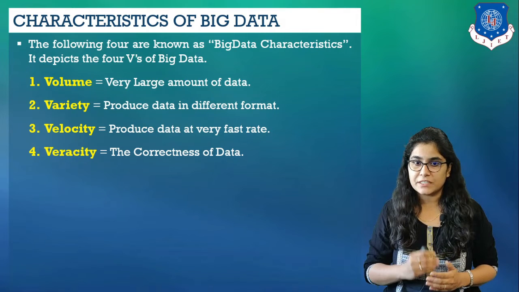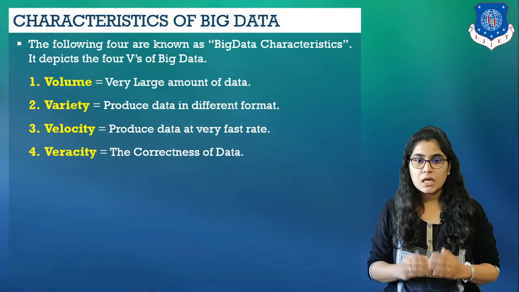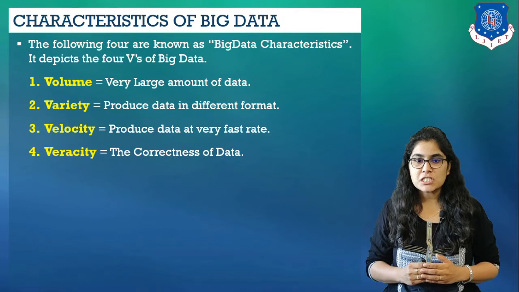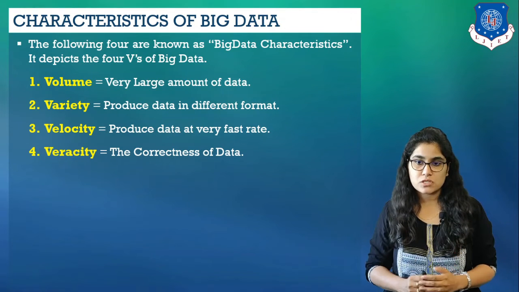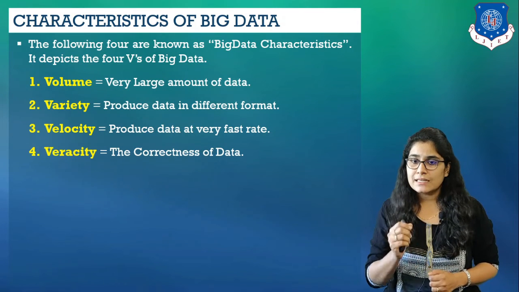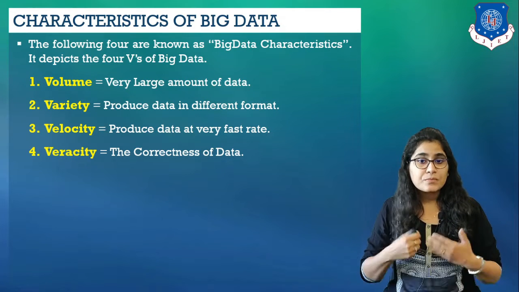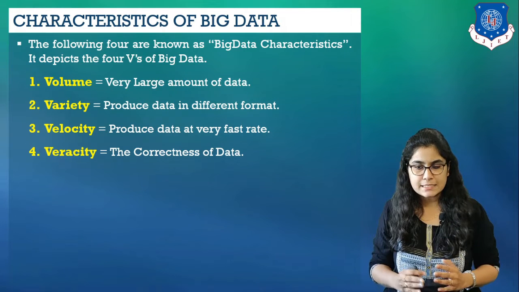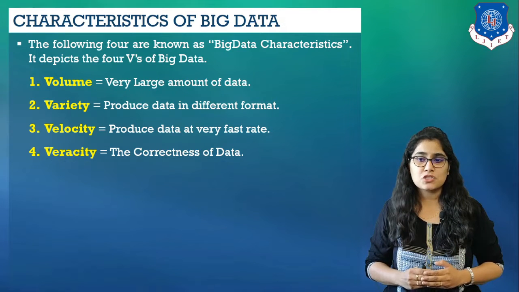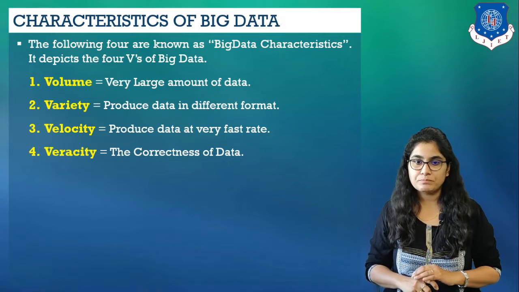Second V stands for variety. Variety refers to heterogeneous sources and the nature of data, both structured and unstructured. During earlier days, spreadsheets and databases were the only sources of data considered by most of the applications. Whereas nowadays, data in the form of emails, photos, videos, monitoring devices, PDFs, audio, etc. are also being considered in the analysis applications. This variety of unstructured data poses certain issues for storage, mining, and analyzing data.